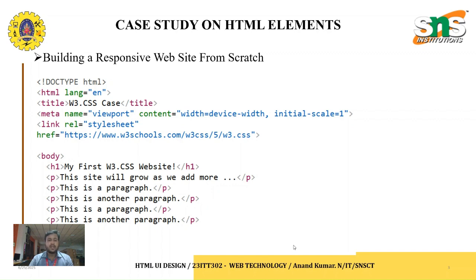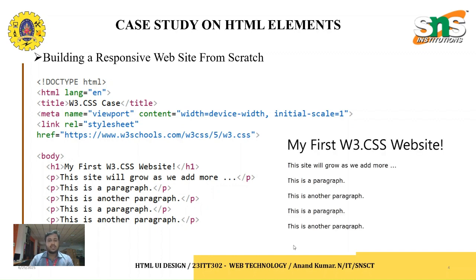The body part deals with headings and paragraphs. The heading is My First W3.CSS Website, and in the paragraph it will show: this site will grow as we add more. This is a paragraph, this is another paragraph, and another paragraph, and this is another paragraph. This is repeated five times. So what will be the output? This will be the output.